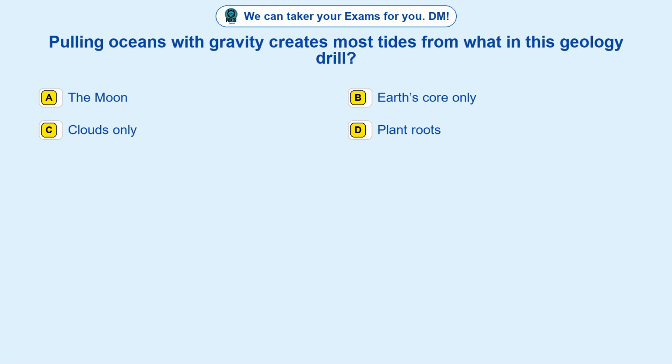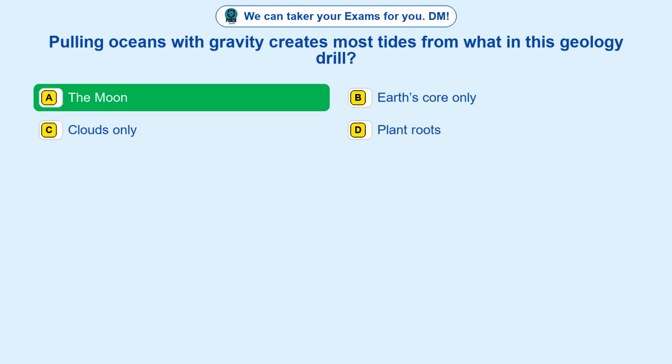Question 91. Pulling oceans with gravity creates most tides from what in this geology drill? Option A, the moon. Option B, Earth's core only. Option C, clouds only. Option D, plant roots. The correct answer is option A.